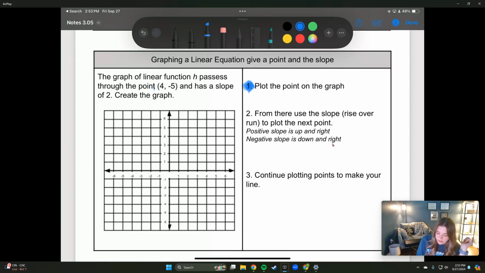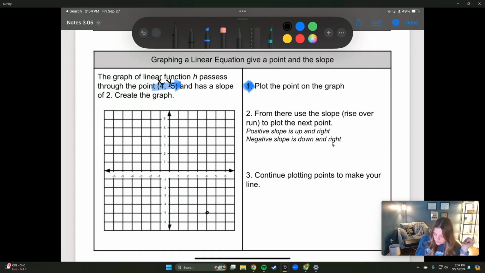Well, the point it gives me is (4, -5). Now remember, it's x, comma, y. So it's right and left first, and then up and down. It's positive 4, so I'm going to go right 4: 1, 2, 3, 4. And then -5, so I'm going to go down 5: 1, 2, 3, 4, 5. There's your point right there.